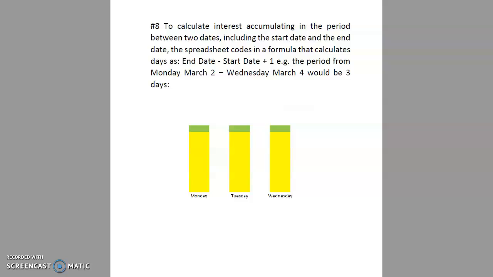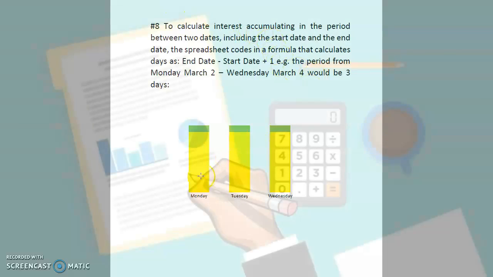Finally, just to confirm that to calculate interest accumulating in the period between 2 dates, including the start date and the end date, the spreadsheet codes in a formula that calculates days as end date minus start date plus 1. The plus 1 is important because, for example, if you consider a period from Monday, March 2nd to Wednesday, March 4th, that would be 3 days.